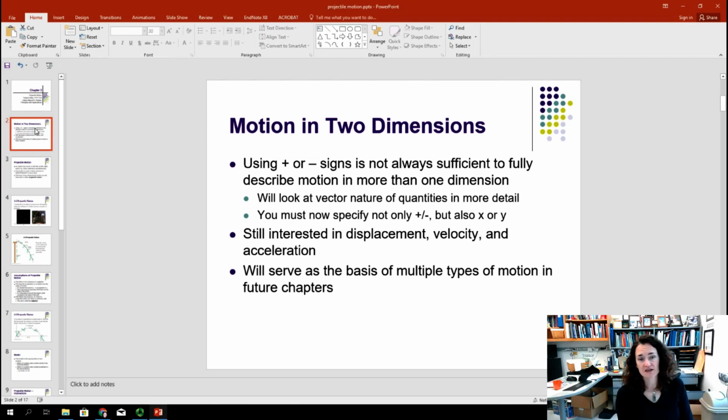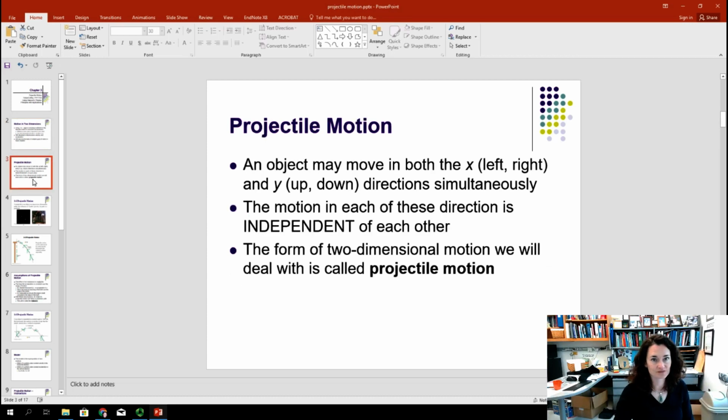The good news is that we're still going to be interested in the same quantities. Specifically, we're going to be interested in displacement, velocity, and acceleration. What we develop here is going to serve as the basis for motion in future chapters.